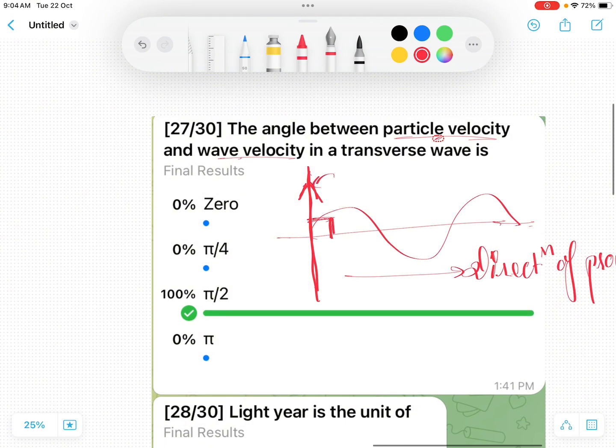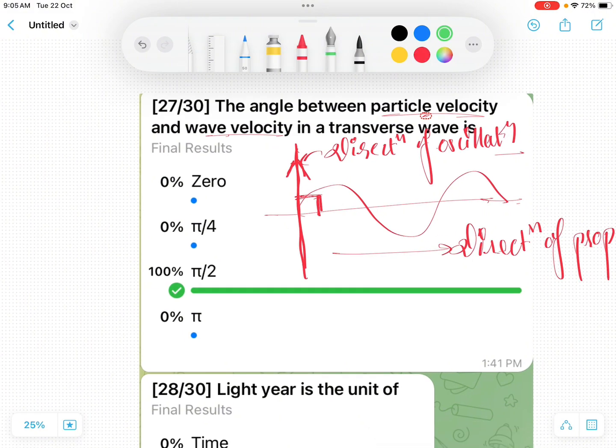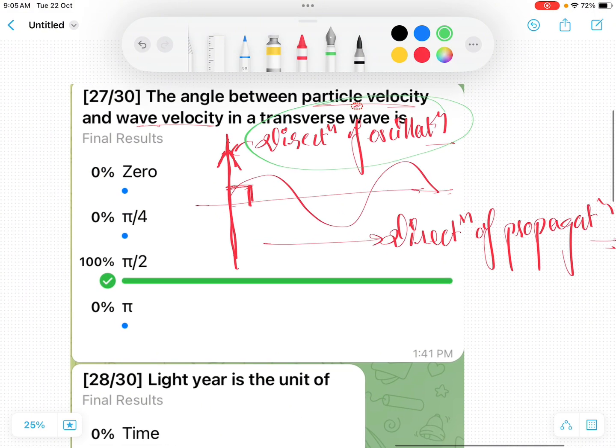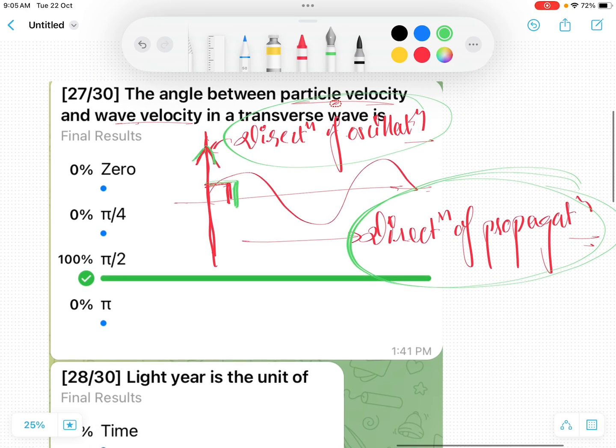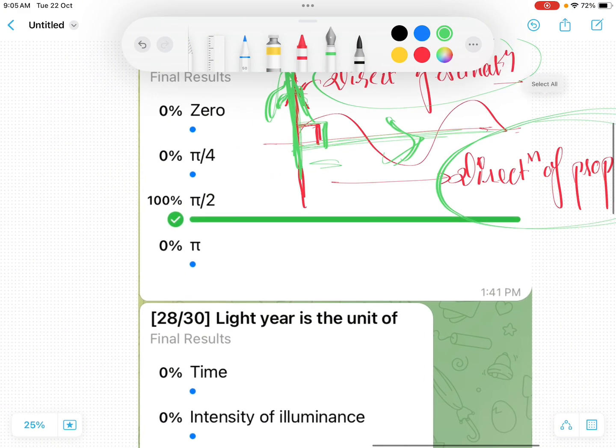This is the direction of oscillation. The direction of oscillation is always perpendicular to the direction of propagation. The particle vibrates in this direction, but the actual wave propagates in this direction. So it is always perpendicular, which is pi by 2, or 90 degrees.